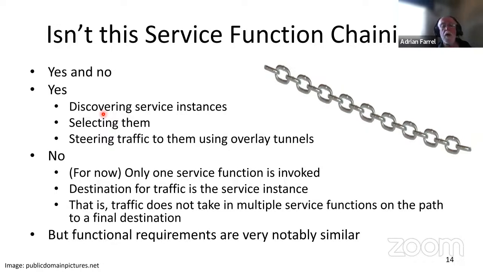At the moment, we're talking about only one service function being invoked for each service demand. The destination of the traffic in service function chaining is a real endpoint. And here, what we're doing is we're actually targeting a service instance. So traffic does not make multiple service function hops on the path to a final destination. But I think that the functional requirements are notably similar. And on that previous list of functional components, you see that they're pretty similar to the functional components in service function chaining.